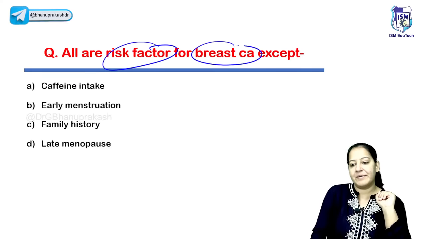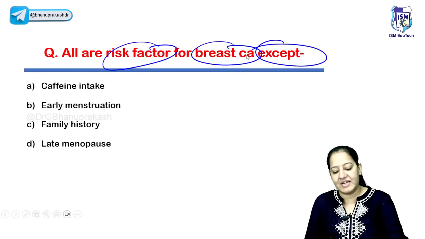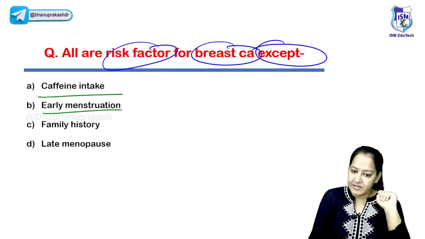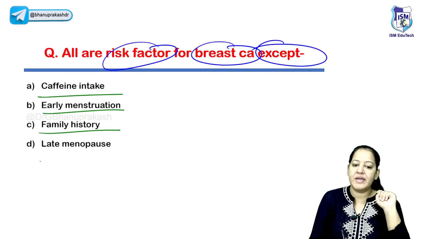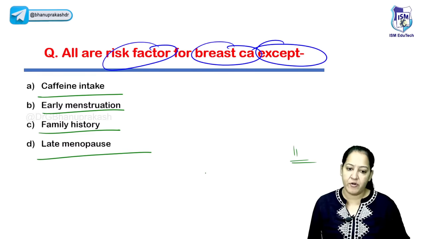All are risk factors for breast cancer except, which of the following is not a risk factor for breast cancer? Can you please tell me what is the correct answer? Is it caffeine intake? Is it early menstruation? Is it family history? Or is it late menopause? I told you the risk factors, which is not a risk factor for breast cancer?